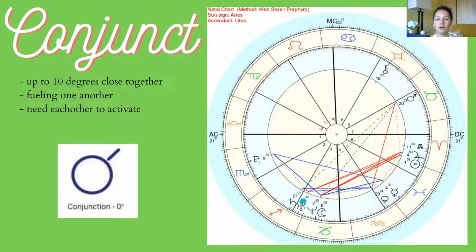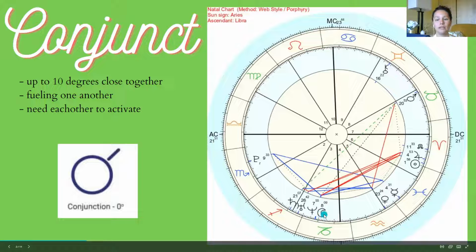The red lines are all square. When you see a chart, you'll see red lines or blue lines. The red are the squares and the oppositions. The blue lines are the trines or the sextiles. And conjunct doesn't have a symbol because it's when the planets are right next to each other. So what we're going to start with is the conjunct aspects, where a planet is next to another planet within 10 degrees or less. Let's look down here at the chart.